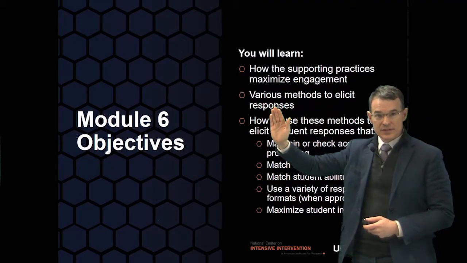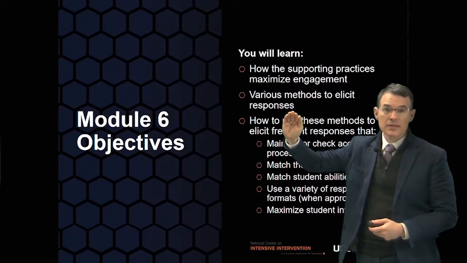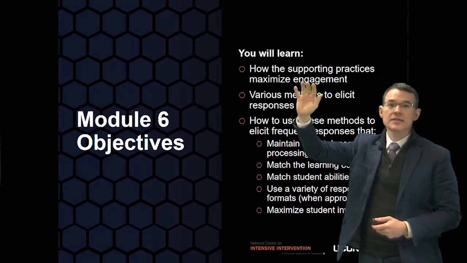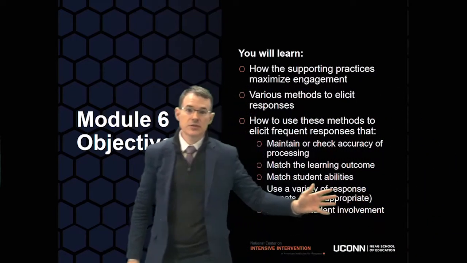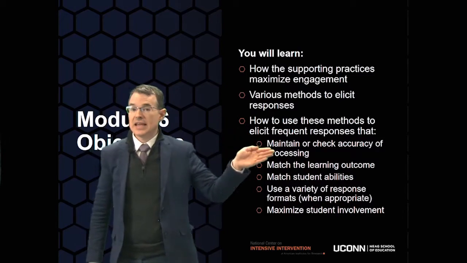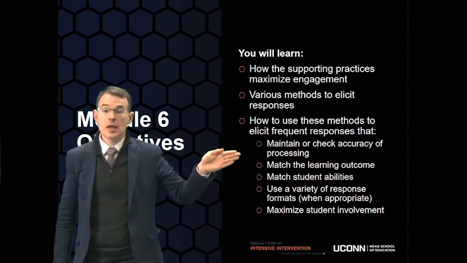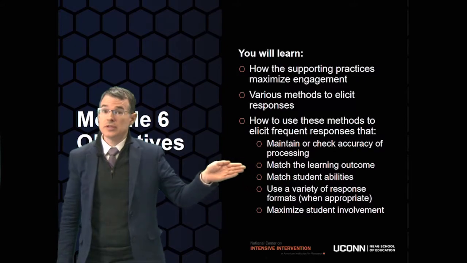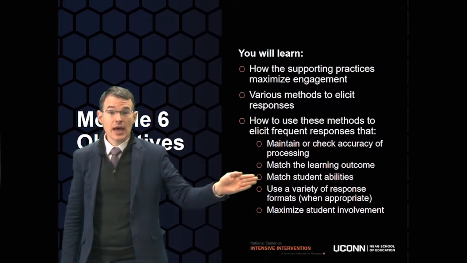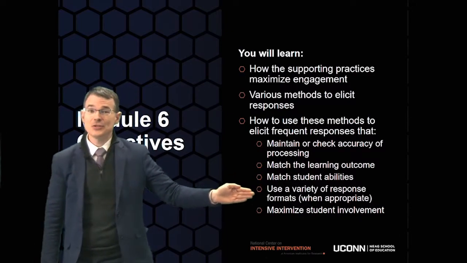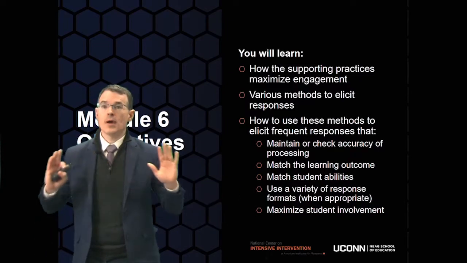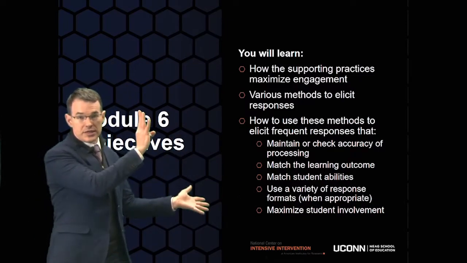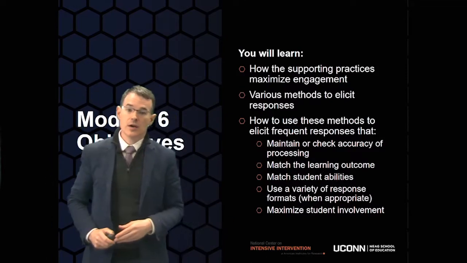And then, specific to this module, we're going to focus on eliciting responses as one supporting practice that does maximize engagement. And then we're going to talk about using different ways to elicit responses that meet the goals of maintaining or checking accuracy of processing, matching the learning outcome you have for students, matching student ability to do that, using a variety of response formats as appropriate, and then maximizing student involvement. And we'll say more about what each of those things is. The goal is to give you a framework for everything we're going to talk about.